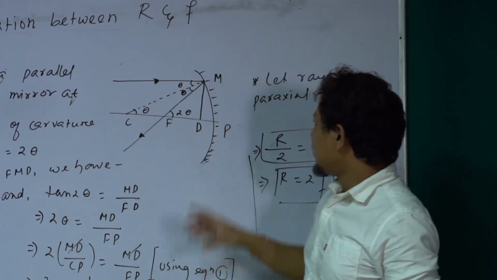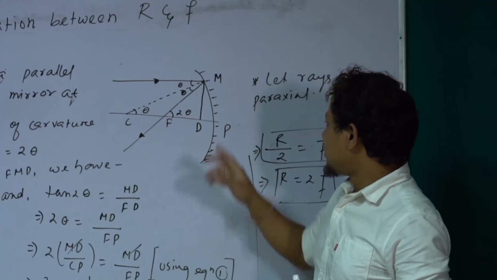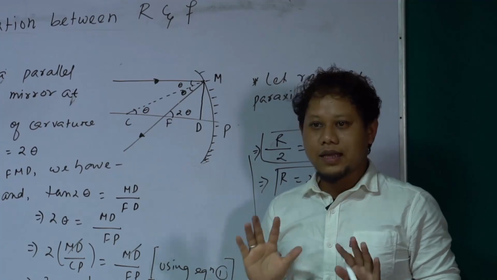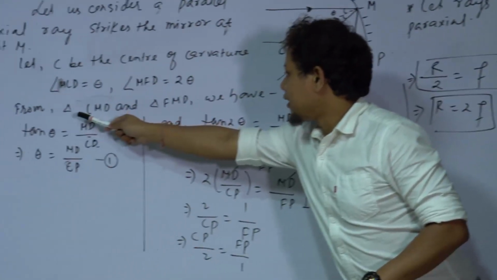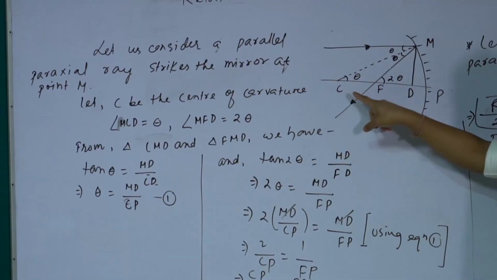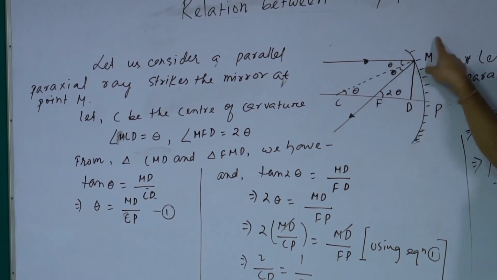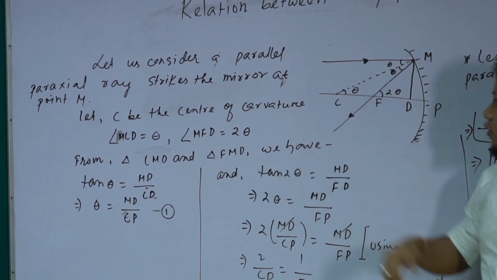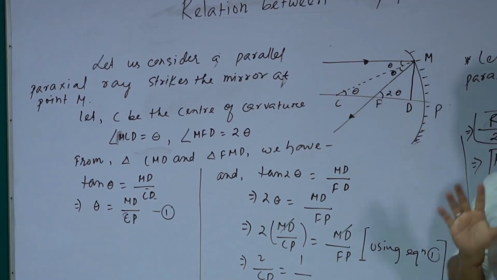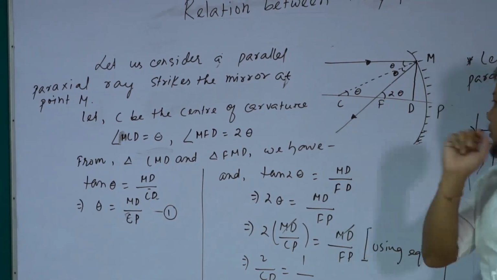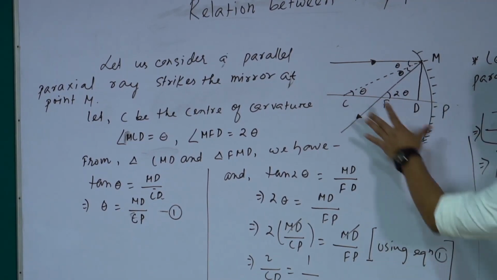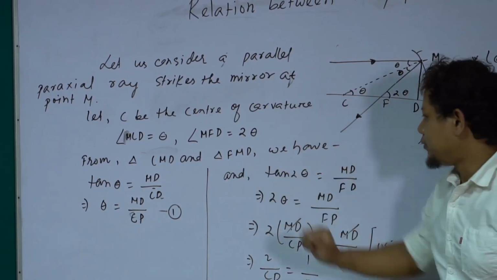From the figure, I'm considering two right angle triangles. This is delta CMD. If you have time in the exam, you can write: from the right angle triangles delta CMD and delta FMD, we have. First, in triangle CMD, we will apply the tan rule. I'm writing tan theta because I'm considering this angle. As we already know, the tan rule is perpendicular by base. So tan theta equals perpendicular, which is MD, divided by CD. I'm writing MD divided by CD.